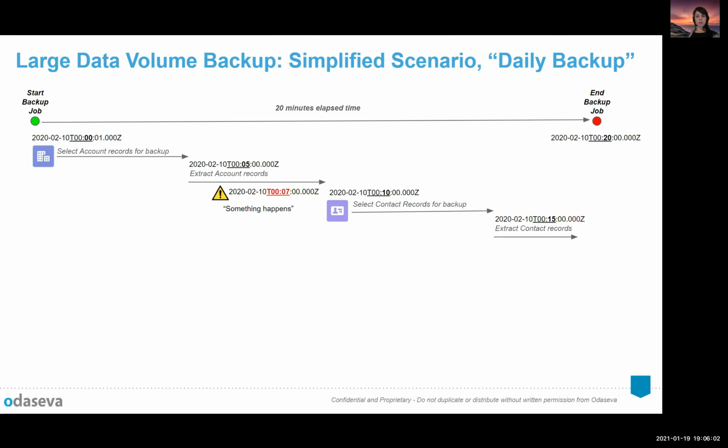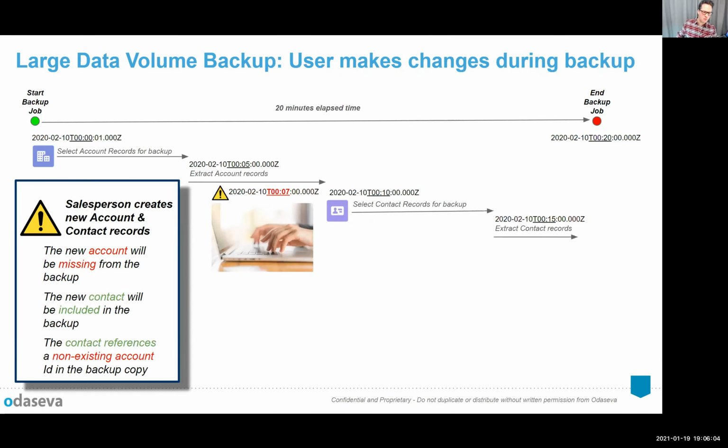Put the slide up, Siham, and let's find out what happened. So halfway through our extract of those account records, our users are still in the system, right? This is a SaaS application. People buy Salesforce because they can let people in from wherever in the world at whatever time of the day. And that's what's happened. And so our sales users are still in, and somebody's created more account and contact records at 7 minutes past midnight.